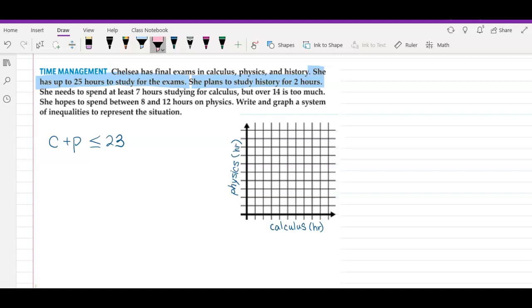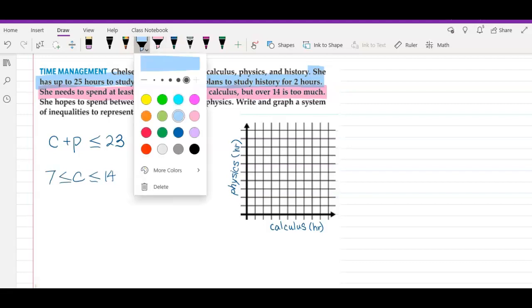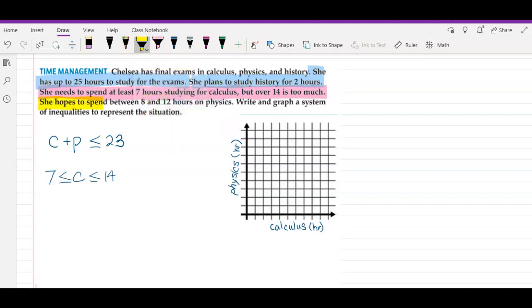I also know she needs to spend at least 7 hours for calculus, but 14 is too much. So that tells me that calculus has to be less than or equal to 14, but she needs to spend at least 7 hours. So 7. It has to be between 7 and 14 hours. And then our last little bit of information here that we have, she hopes to spend between 8 and 12 hours on physics. 8 less than or equal to P less than or equal to 12.